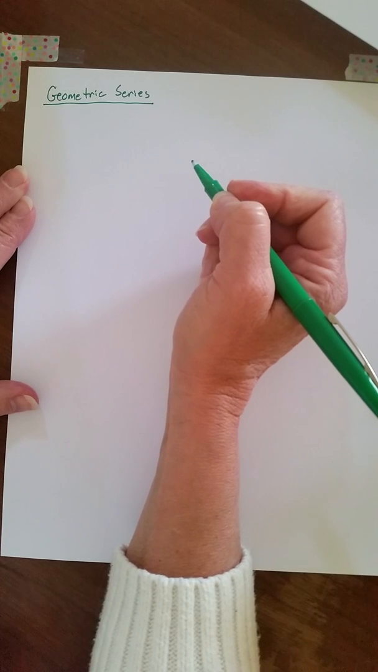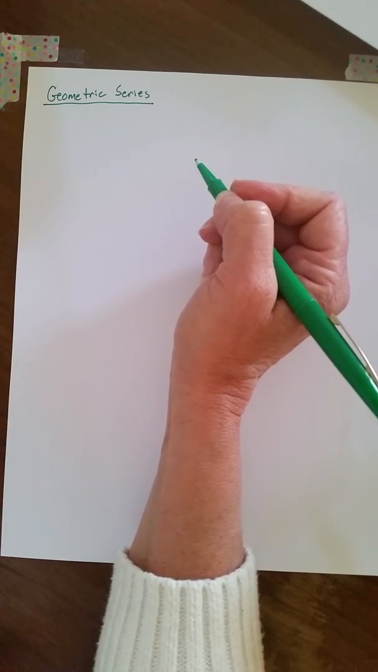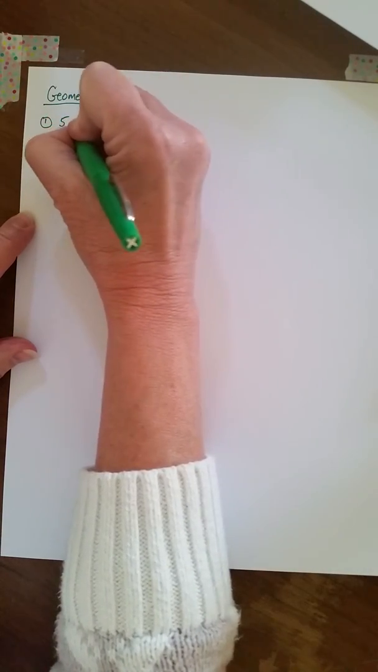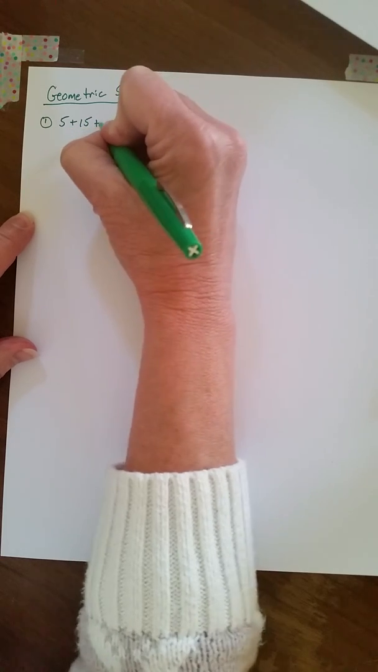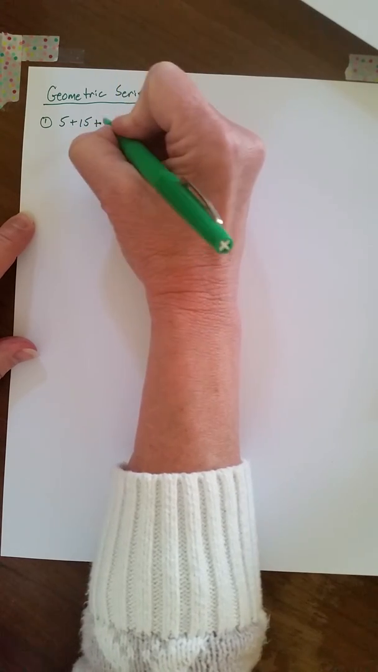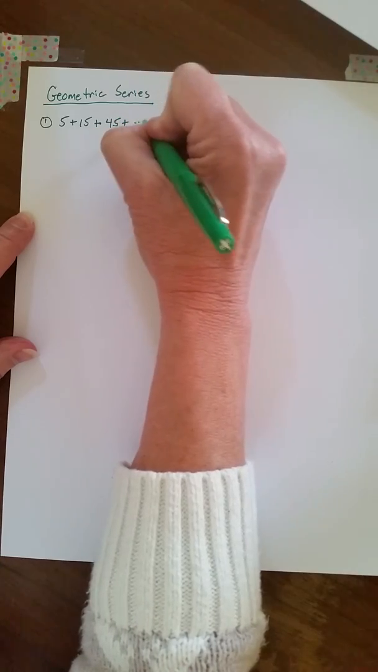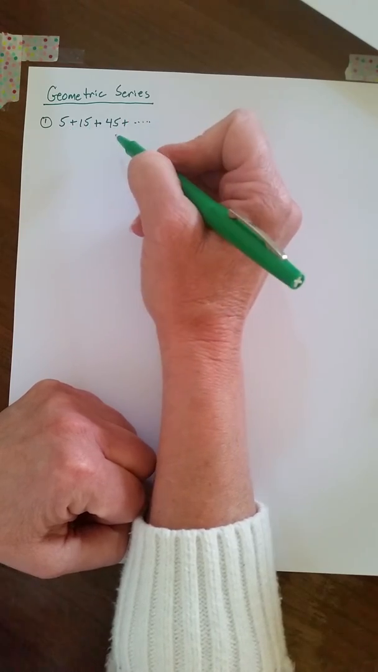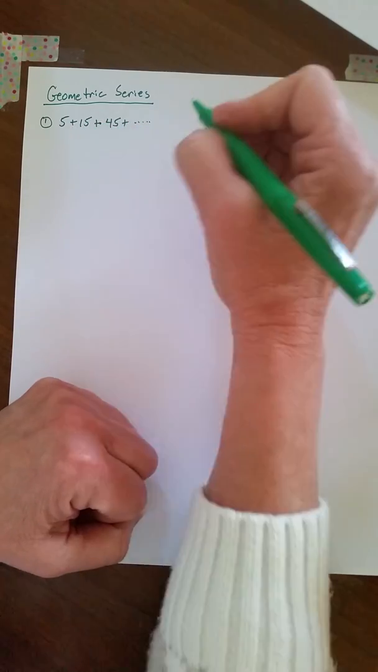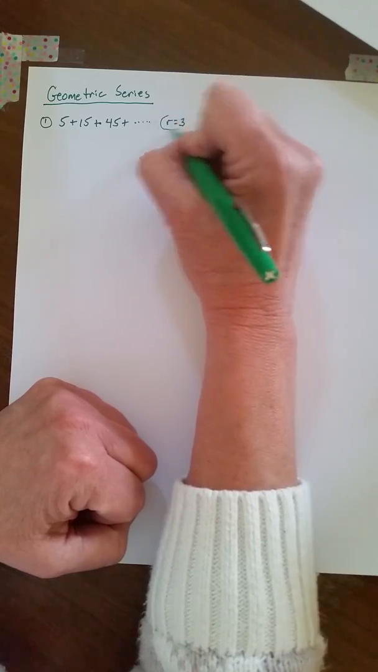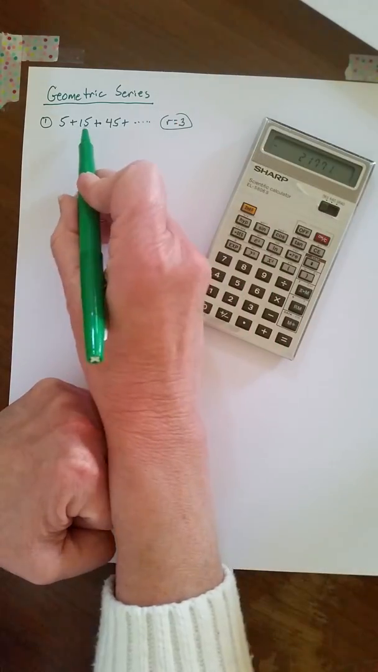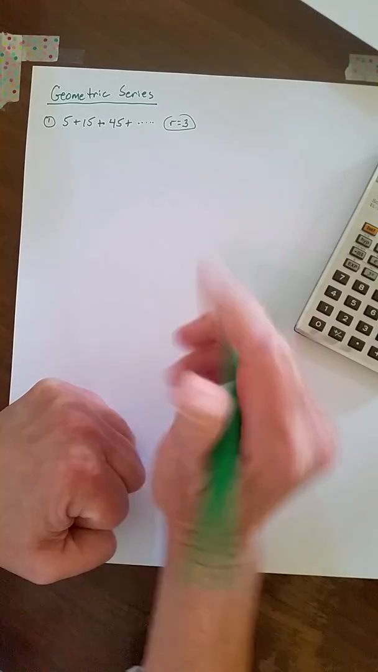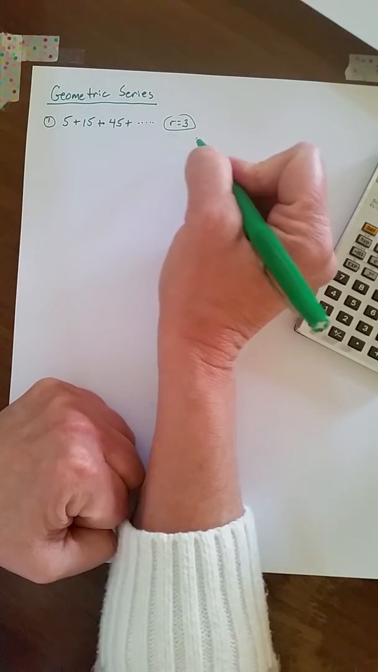Now a geometric series is going to look like this. It's going to be something like number 1, 5 plus 15 plus 45 plus dot dot dot. Because I'm changing the commas to pluses, and this is geometric. Notice that this is geometric with a common ratio of 3. Remember, you can always find that by doing 15 divided by 5. If I do 15 divided by 5, I get 3. So I have a common ratio of 3. I'm always multiplying by 3 to get the next term.